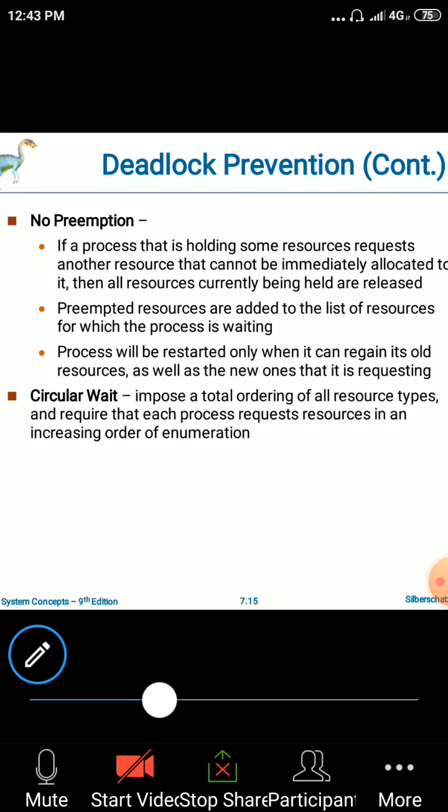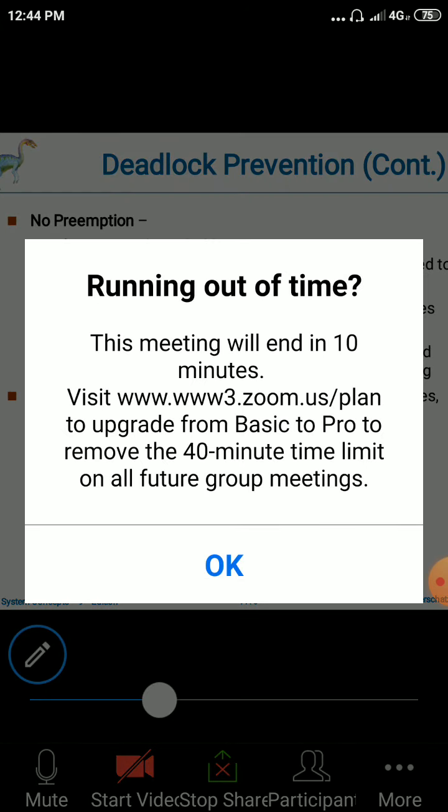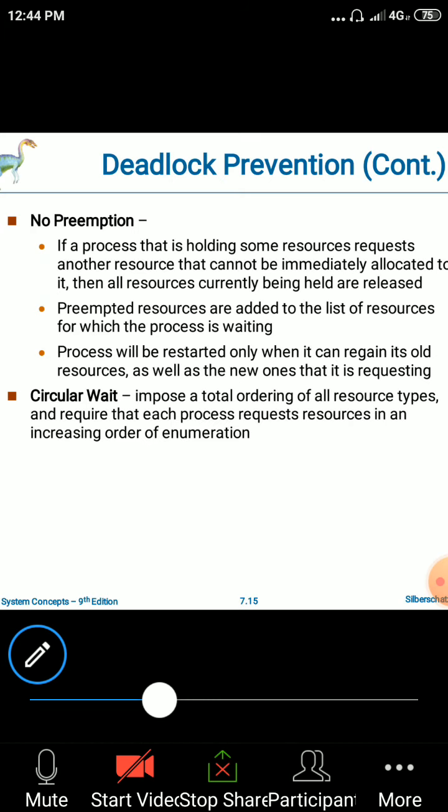So that is a unique integer number assigned to each resource, and this number is assigned in increasing order of enumeration. For example, let us consider we have three resources: CPU, memory, and the printer. For the CPU we allocate the integer number 1, for the memory we allocate 2, and for the third one, the printer, we allocate 3. Then the processes can request the resources in increasing order.